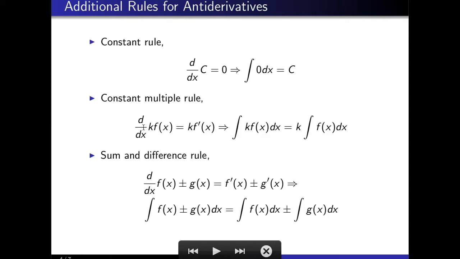Constant multiple rule. We know from our rules for derivatives that we can pull constants out in front of derivatives. We can do the same thing with antiderivatives. We can pull constants out in front of functions. Not a big deal.